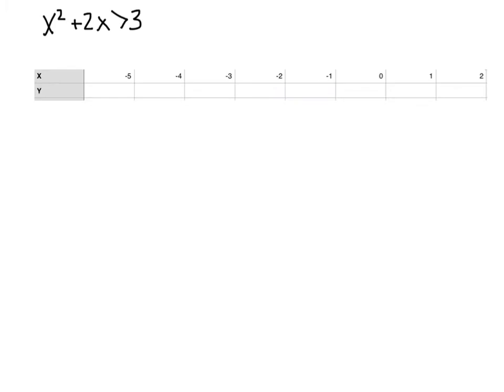X squared plus 2x is greater than 3. What's the first step? Move over 3. Get everything on the same side. So x squared plus 2x minus 3 is greater than 0. So I'm just going to plug in these values. Why is it always so long? Okay, so we're going to go through the same way. Plug in the x values.